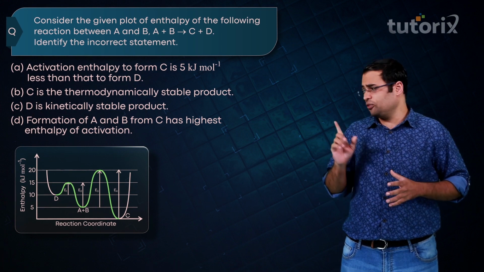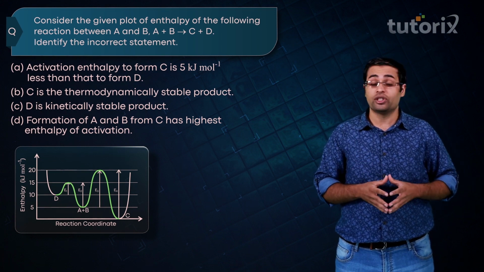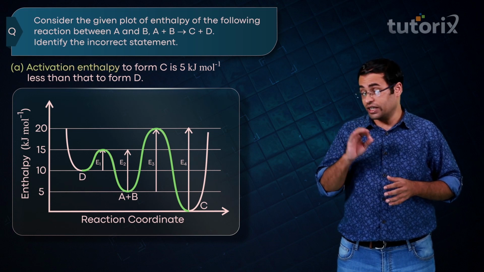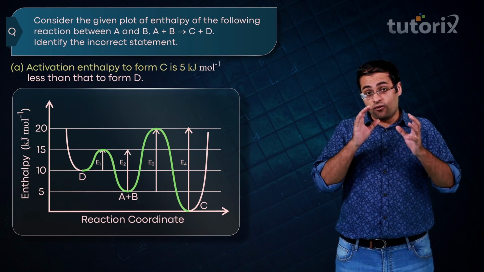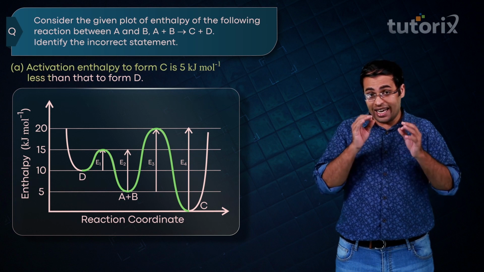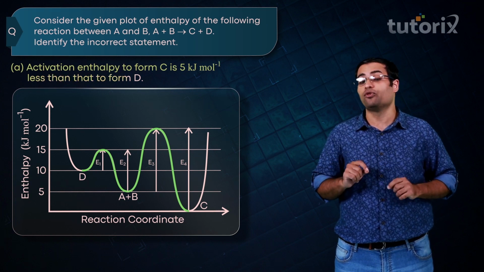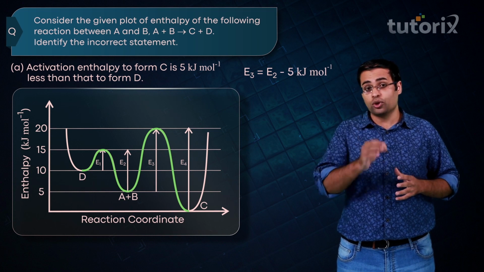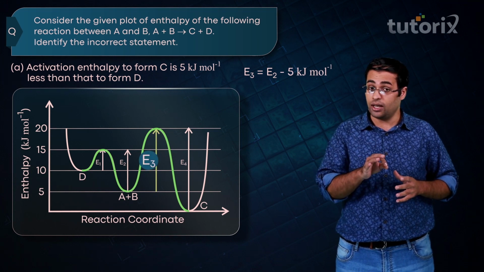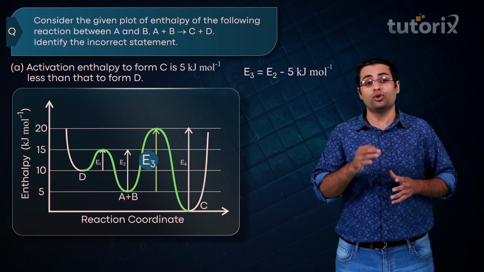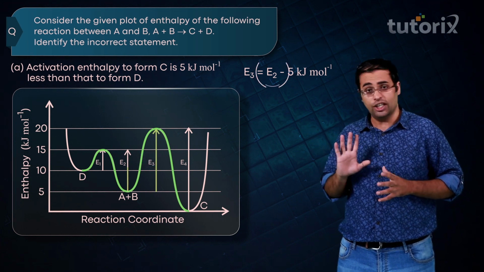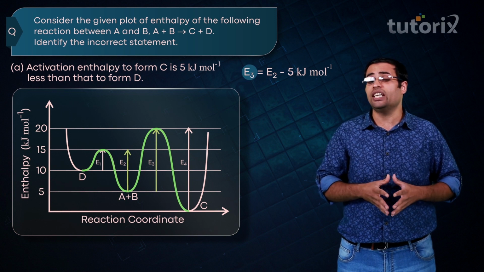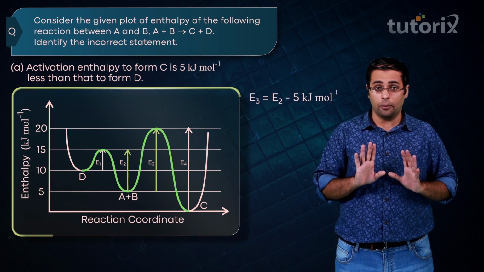Now have a careful look at the first option, because the first option tells us that the activation energy leading to the formation of product C is 5 kilojoules per mole less than the activation energy leading to the formation of product D. We know that the activation energy leading to the formation of product C is E3 and the activation energy leading to the formation of product D is E2. Right. Now let us first calculate the values of E3 and E2 from our diagram.